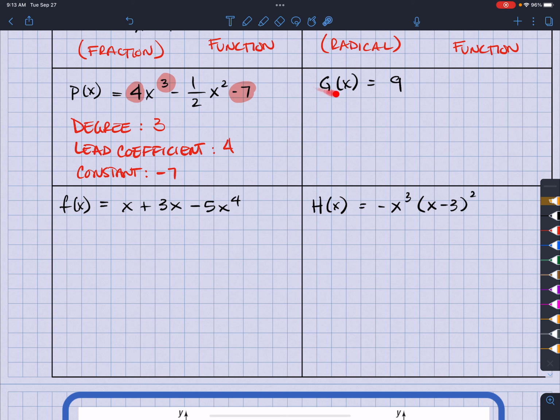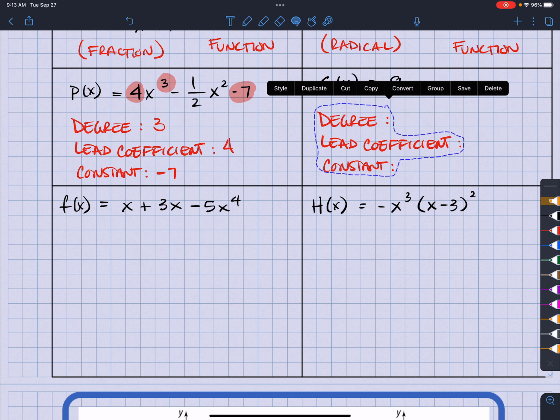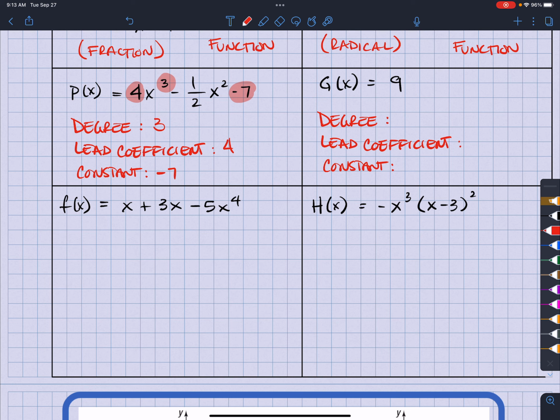Now, how about this one here? Well, that is actually a polynomial function, even though we don't see any x or any powers. In this case, remember that this can be written as 9 times x to the 0 power, because x to the 0 is 1, and 1 times 9 is still 9. So the degree is actually 0. Since that's the highest power, the lead coefficient is 9. And the constant, since this is the only number, is also 9.